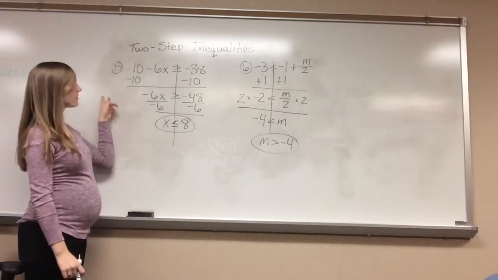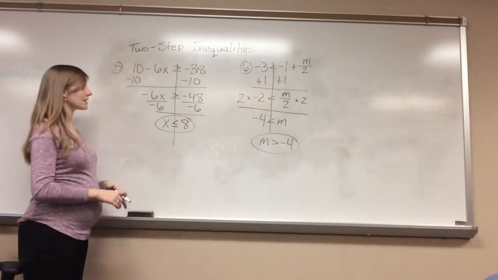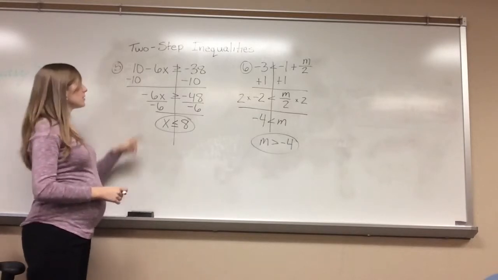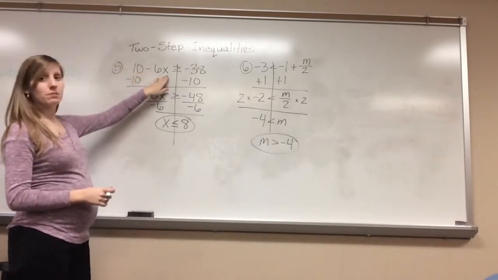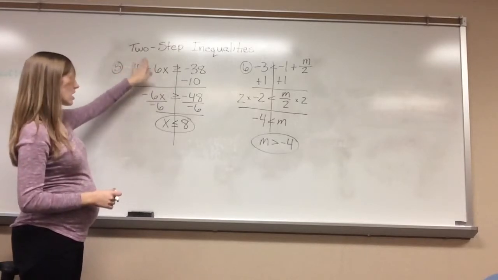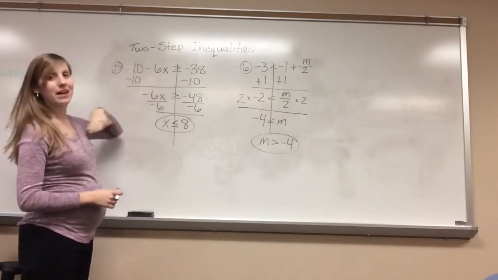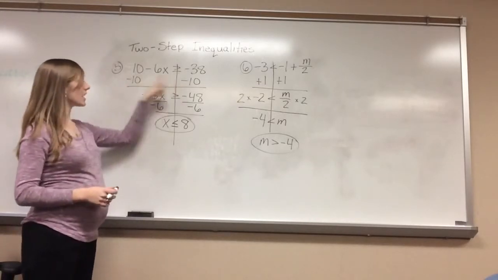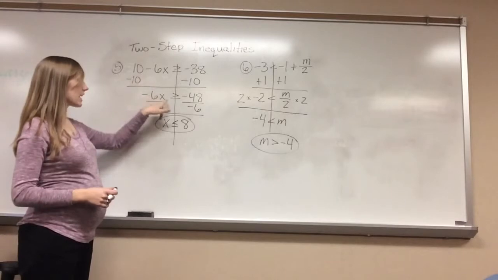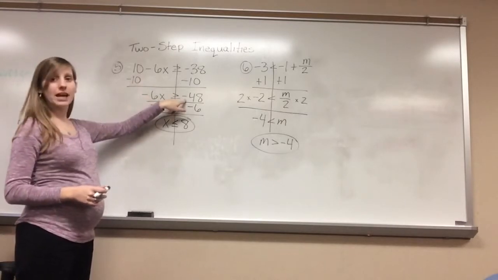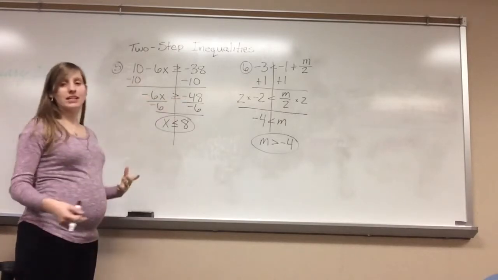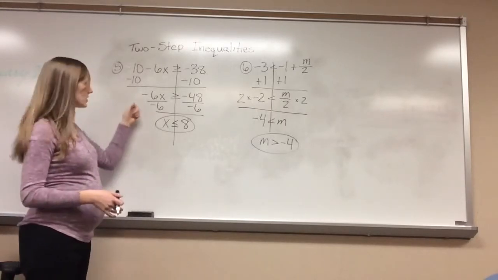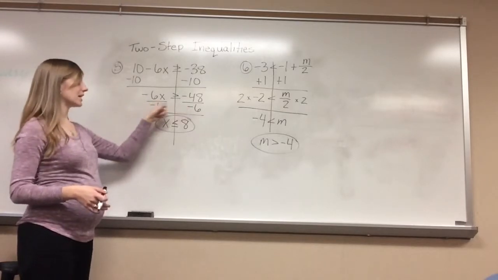For problem number 5, the inequality was 10 minus 6x is greater than or equal to negative 38. I moved the 10 first. The 6 is being multiplied to the x. The 10 is separated from the x by a subtraction sign, so that 10 needs to be canceled first. So I subtracted 10 on both sides. Negative 6x is greater than or equal to negative 48 was my next step. From there, I need to cancel out the negative 6x, and because that's multiplication, I did the opposite, which is division. I divided both sides by negative 6.